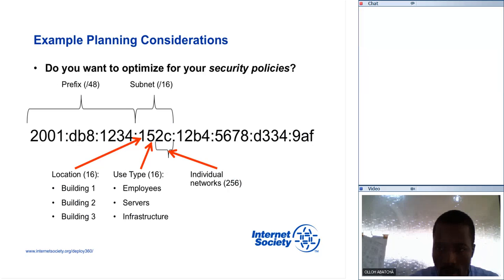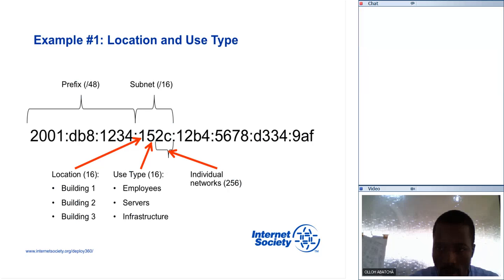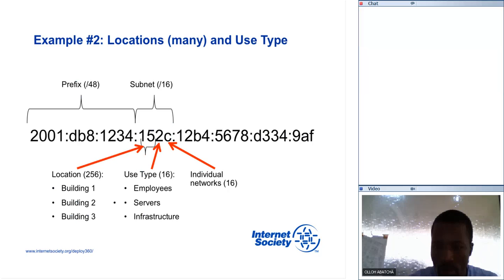So, I gave a couple examples yesterday. I just want to quickly review those. One idea was that you could use 1 nibble for the location, 1 for the use type of person. And another one, then you could have a number of individual networks that you could assign out. A similar take on that would be if you had many different locations, you could use the first 2 nibbles for which kind of location you're at, another one for the use type, and another one for the individual networks.